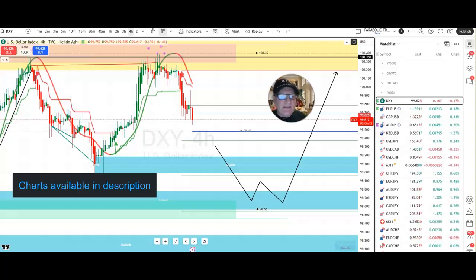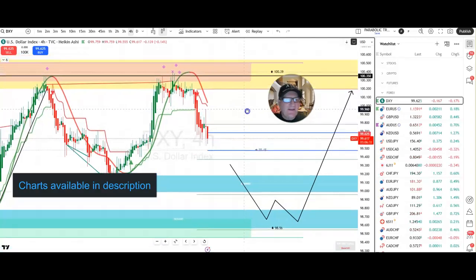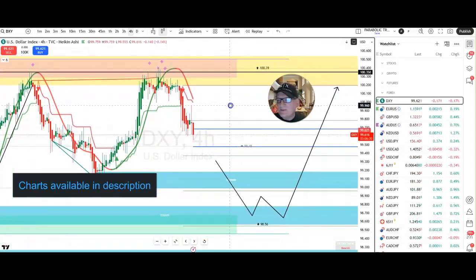We've had the budget here in the UK today. Very interesting, to say the least. So let's go into the markets and see what's going on.